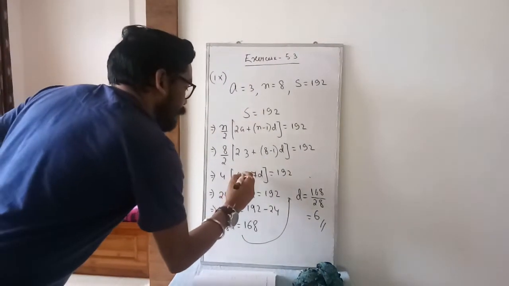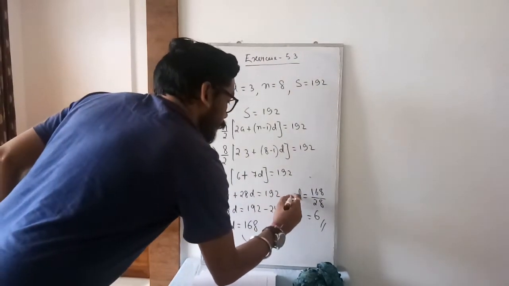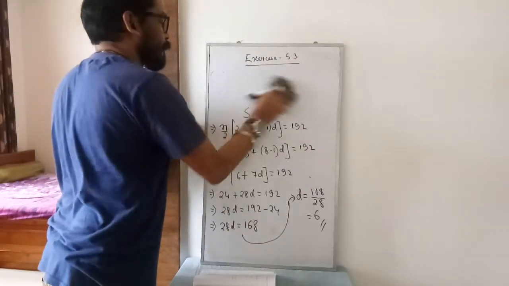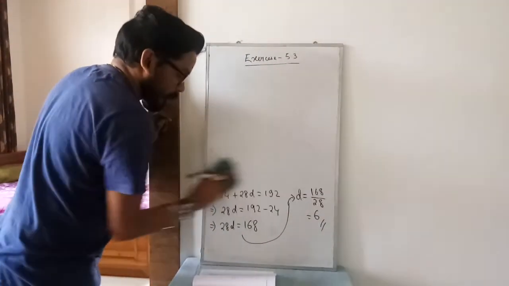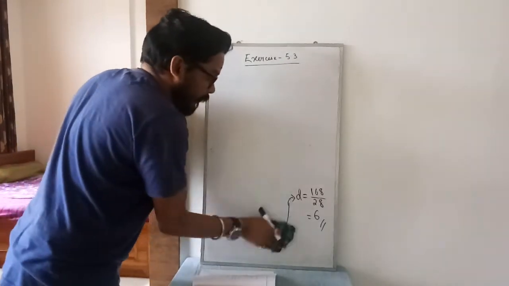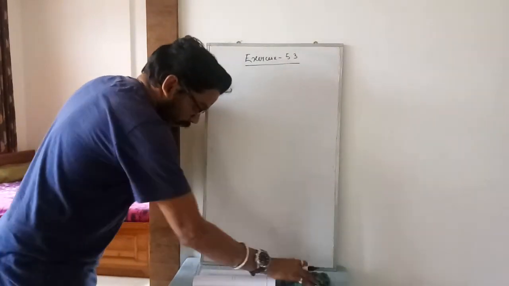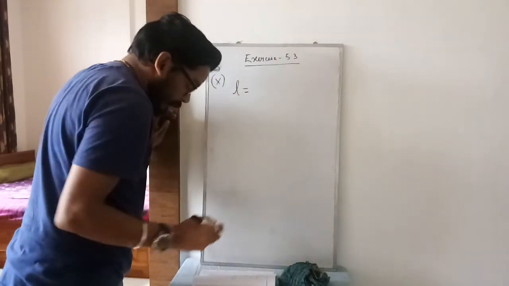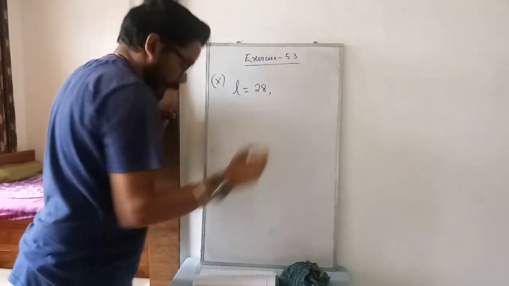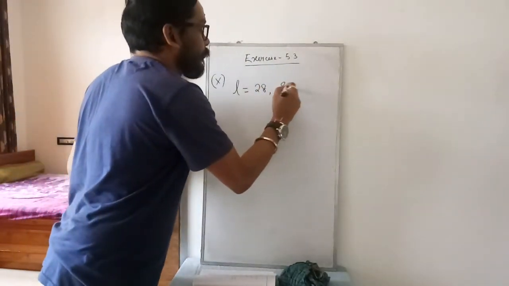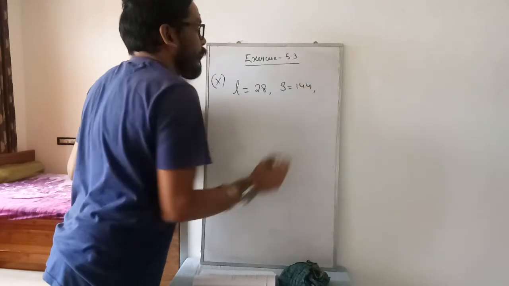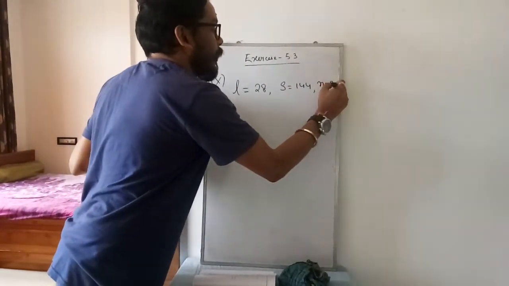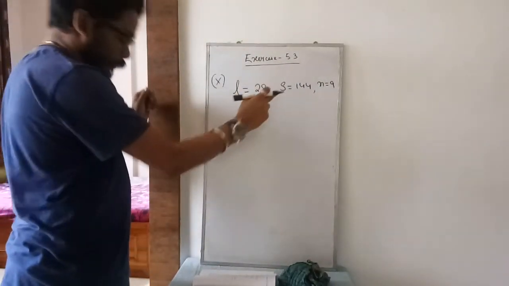Okay, now Roman number 10. What did they say? The L value is given. L means last term, means nth term. Your L is 28 here, and your S is 144. Total number of terms n is given. N is 9. So I will start with this. You have to find out a.